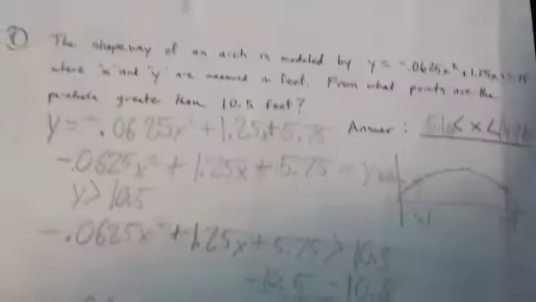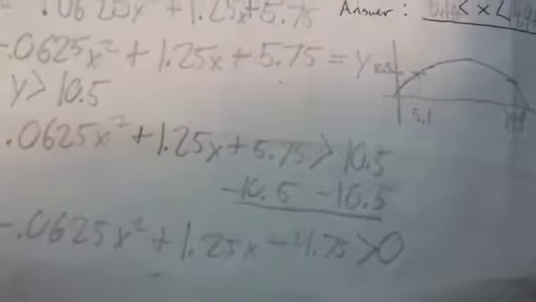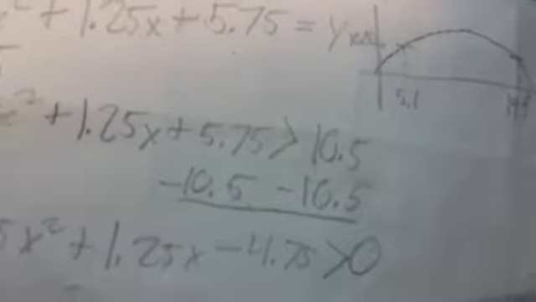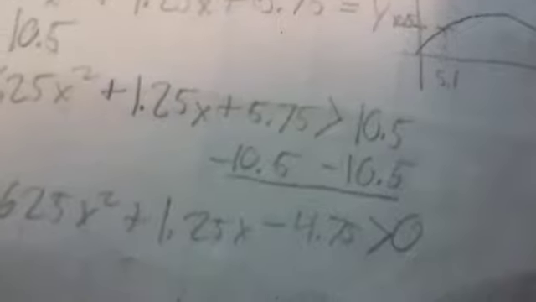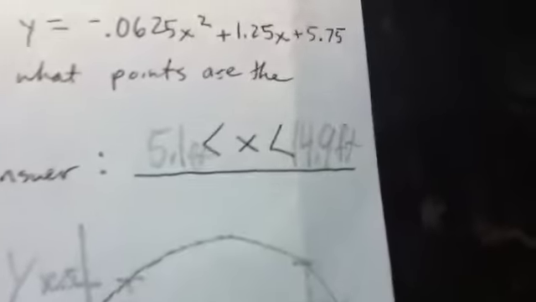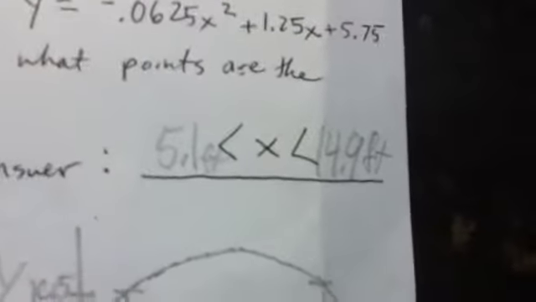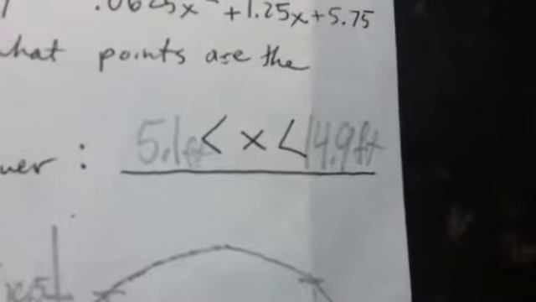Therefore, we replace y with 10.5. Then we subtract it from itself, cancel that out, and then we subtract 10.5 from 5.75. This is the equation I got where 0 is less than the equation. From there, I got this. 5.1 feet is less than x, which is less than 14.9 feet.